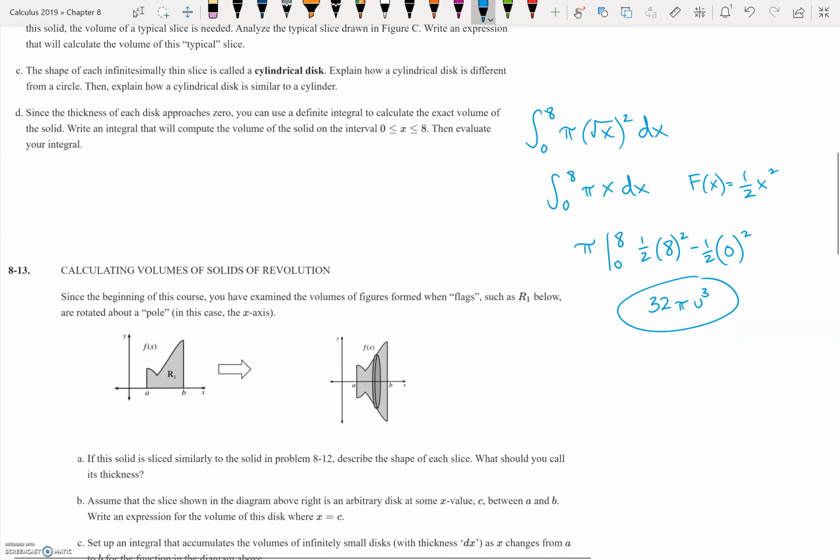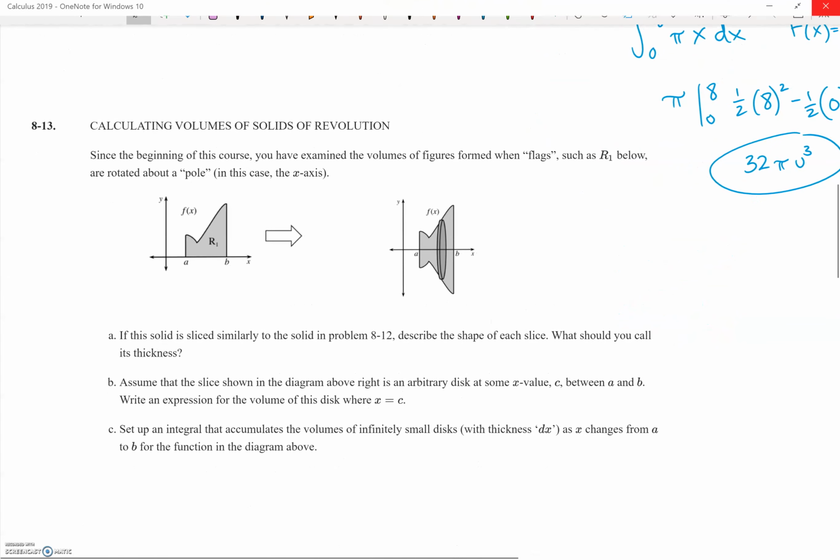All right, so let's go on to the next one here. We're going to be talking about solids of revolution.